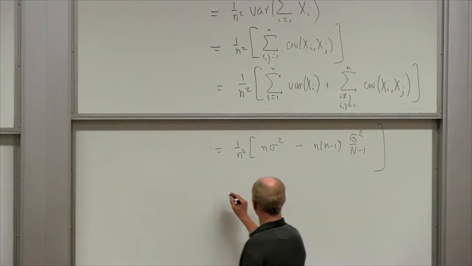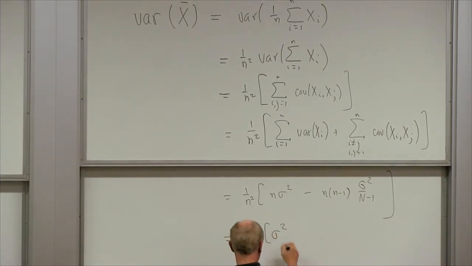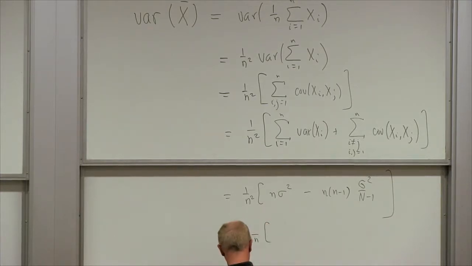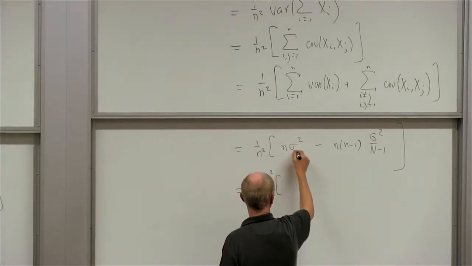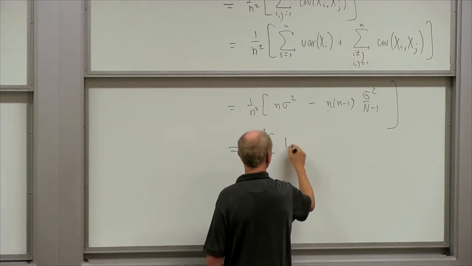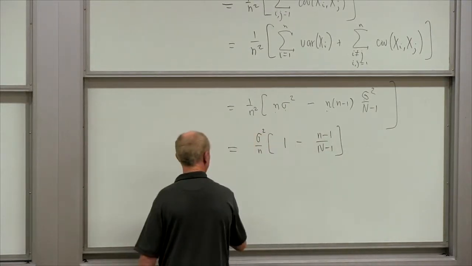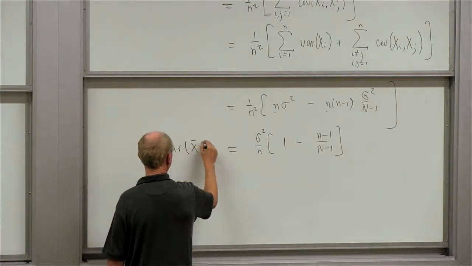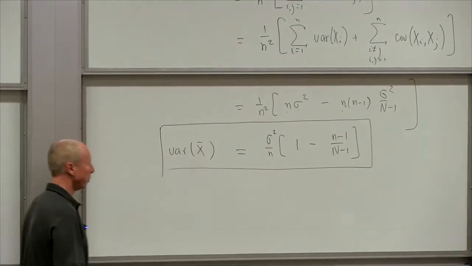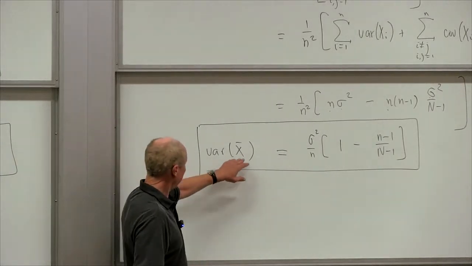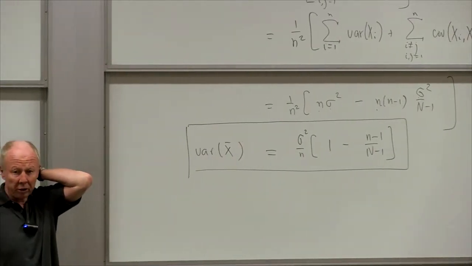And if we combine, we factor out a little n and a sigma squared. So I factor this out, and this, and this, and this. That leaves a 1 here, and a little n minus 1 over capital N minus 1. So that's the variance of x bar, the variance of the mean of the random sample. The square root of that is sometimes called, in the book, the standard error.